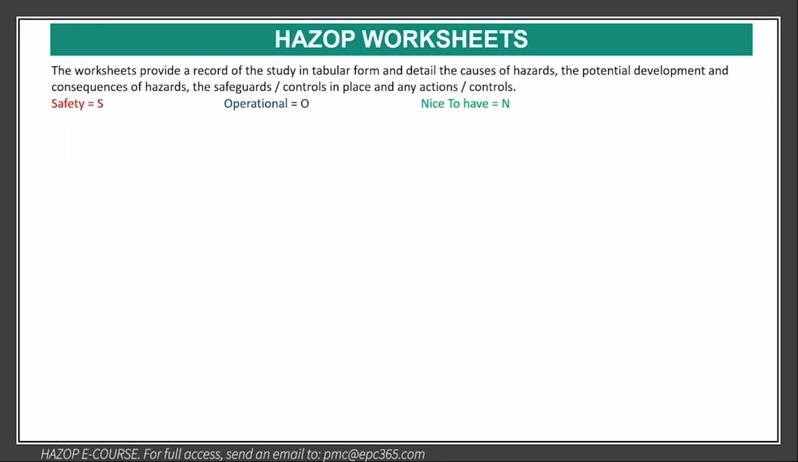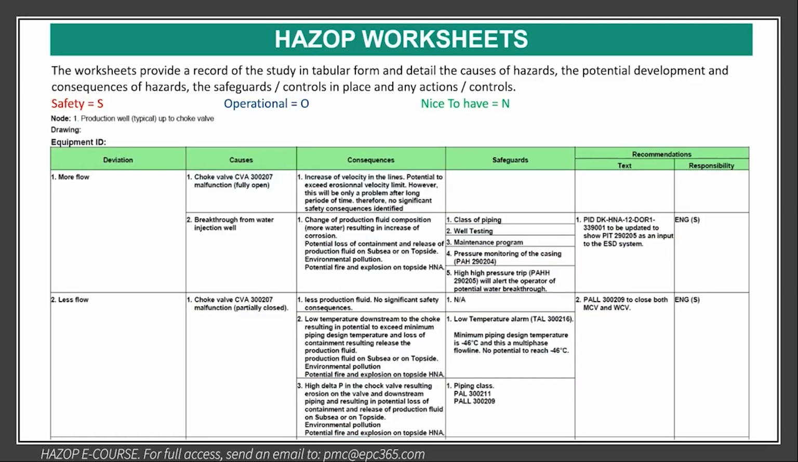Normally, we divide the recommendations into categories: safety, operation, and nice to have. This is a typical example of the worksheet, and there are several packages, for example PHA-Pro, which the chairman uses with the scribe. So basically here is the deviation. If we have more flow, what are the causes and the consequences? The consequences are considered as if there is no safeguard, and then we look at the safeguards, if there are any, for example, the class of well testing, etc., with reference to the recommendation.